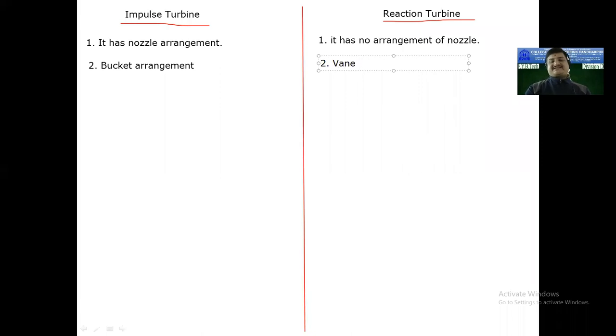Pelton. And in reaction turbine, there is a vane arrangement. So Kaplan and Francis, there is a vane arrangement. Yeah, vane arrangement. Okay. Number 3, in the impulse turbine, it is possible to regulate the flow of water.